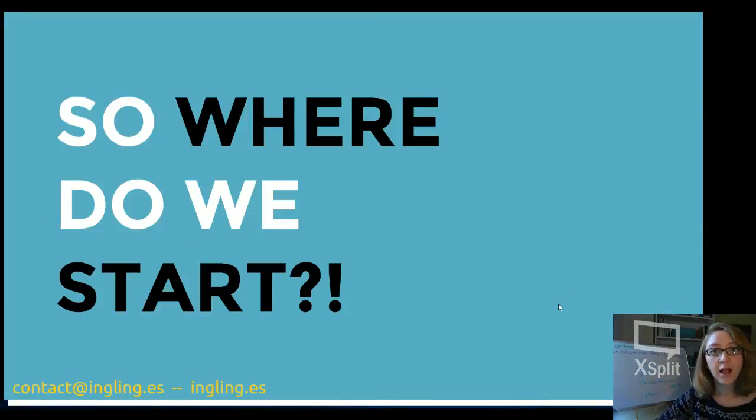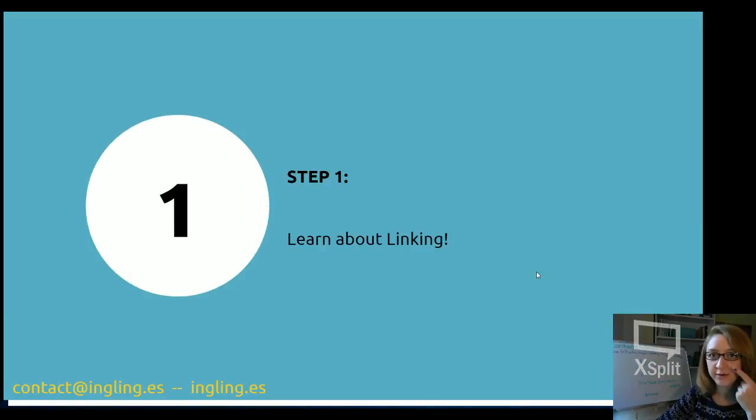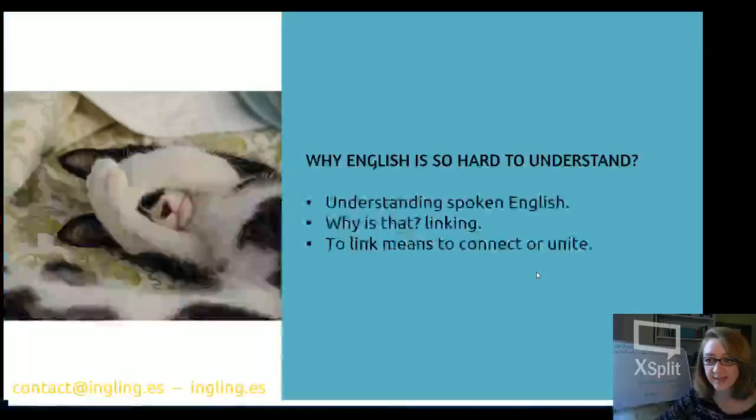So, where do we start? Step 1 is to learn about linking. Linking I mentioned earlier in this presentation, but now we're going to get very into linking. So let's take a look. I love this little cat picture, by the way. It's so cute.